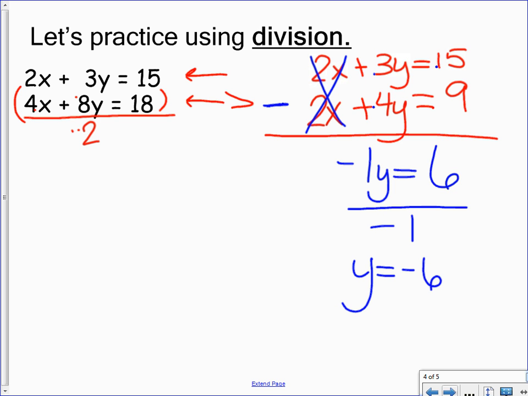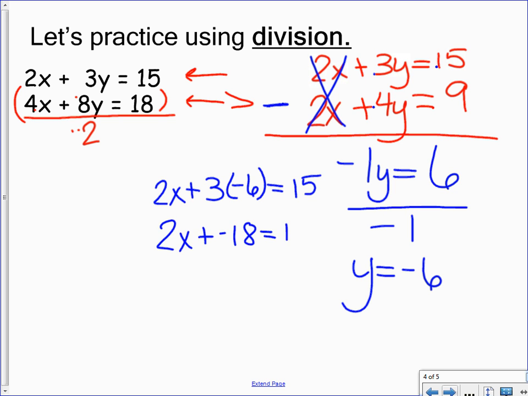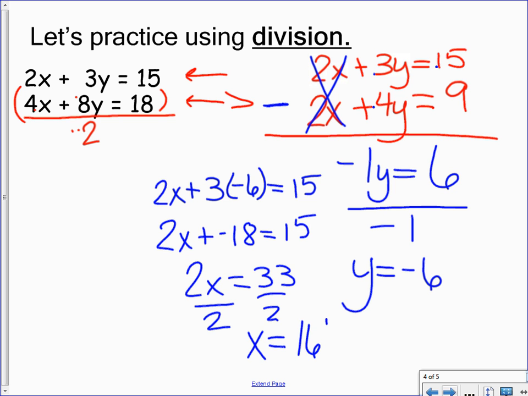So if y is negative 6, what's x? Well, 2x plus 3 times negative 6 equals 15. 2x plus negative 18 equals 15. 2x equals 33. Divide by 2. X equals 16 and a half. My ordered pair is 16 and a half, negative 6. Okay? Let's substitute in.